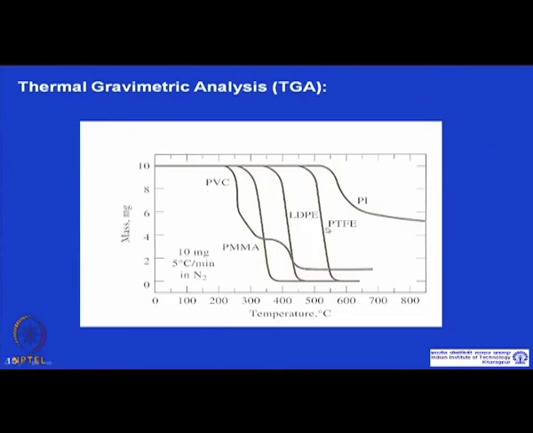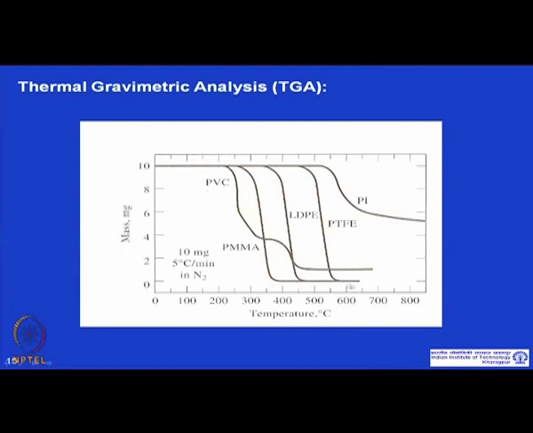This is a typical thermogravimetric curve of different polymers, PVC, PMMA, LDPE, PTFE and PI in nitrogen, and these temperatures are the corresponding onset temperature and the 50% temperature. For example, for PMMA, this is the temperature corresponding to 50% weight loss.